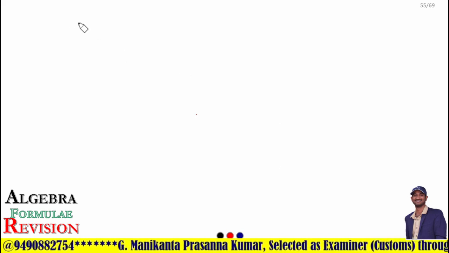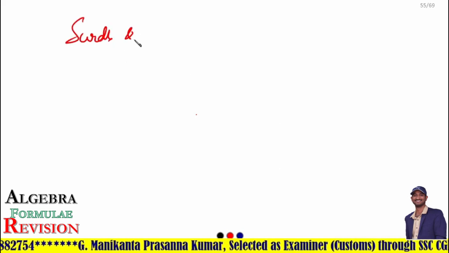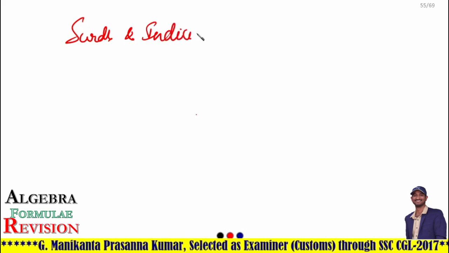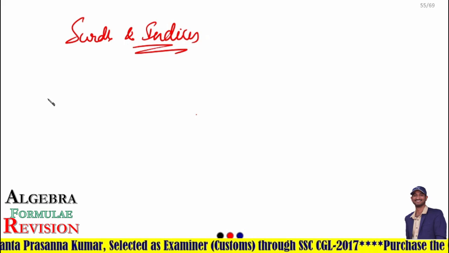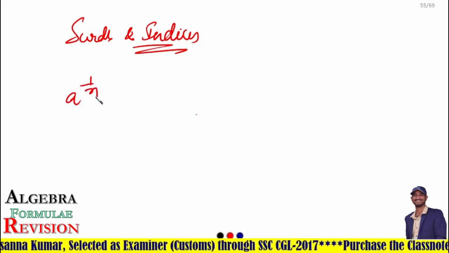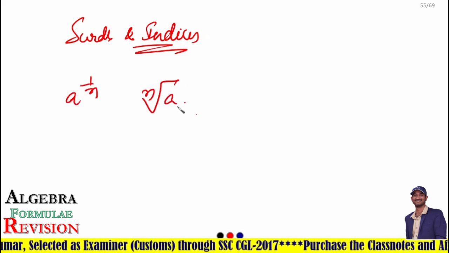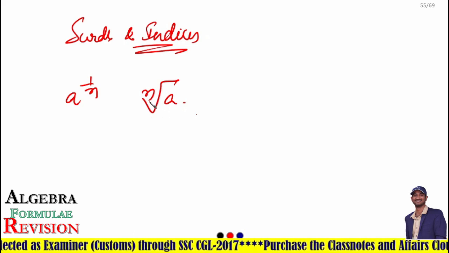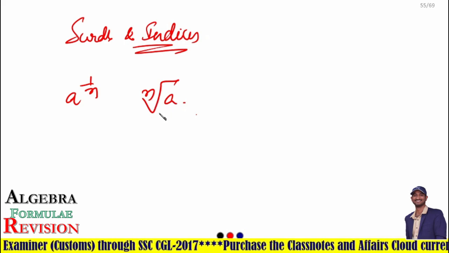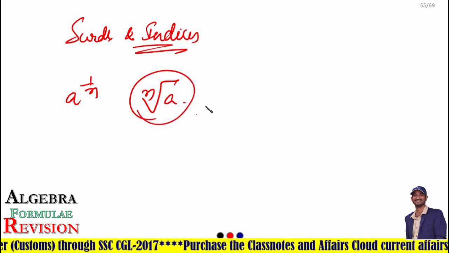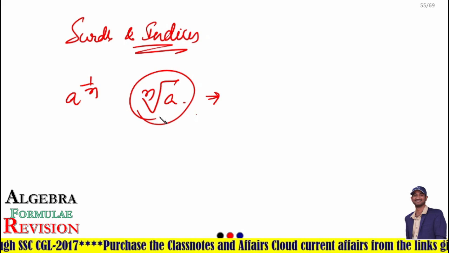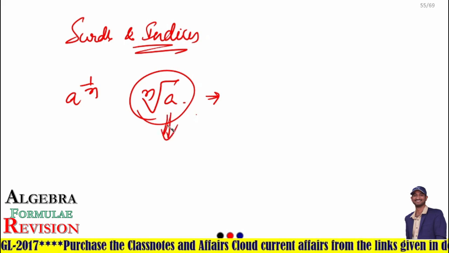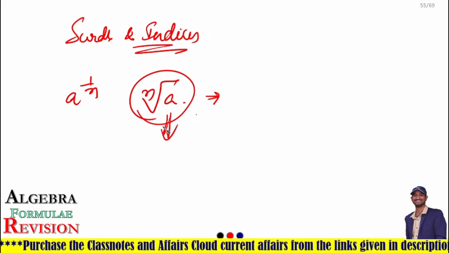Next, the last topic in algebra, that is surds and indices. Surds and indices are powers and surds. So first we'll talk about surds. So what is a surd? A power 1 by n, or nth root of a, where n is an integer and a is a rational number. Then this nth root of a, if it is an irrational number, then we call it a surd. So it should be an irrational number. A surd is always an irrational number.